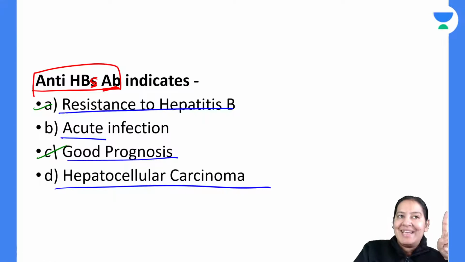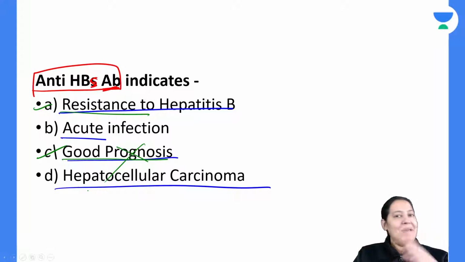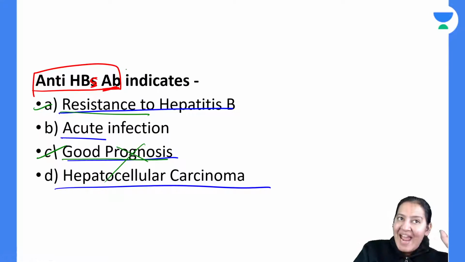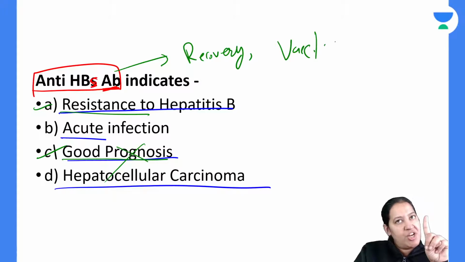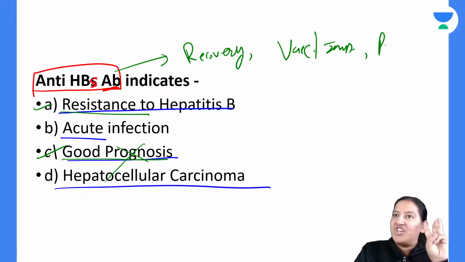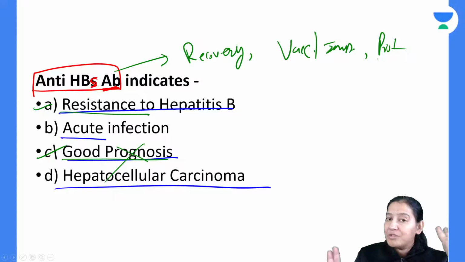Does anti-HBs indicate resistance or prognosis? It has nothing to do with prognosis. Please see my recording previously. I have not used the word prognosis. The antibody indicates three things I have said. It indicates recovery. Recovery doesn't mean good prognosis. Please don't get confused. It indicates recovery, number one. It indicates vaccination or immunization, number two. And it indicates protection, number three. It has nothing to do with prognosis.